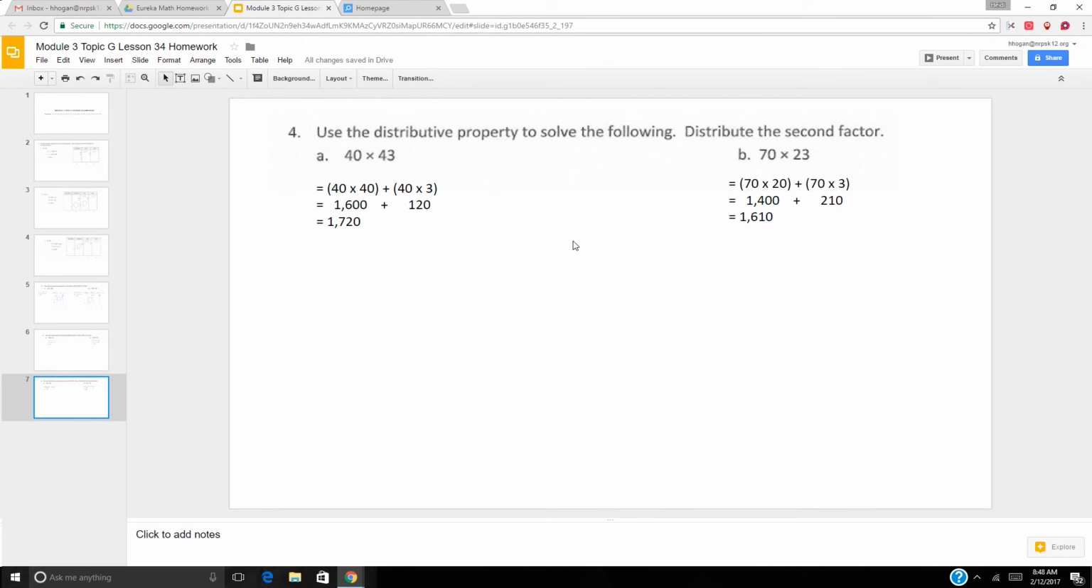So these are two different strategies for solving 2 times 2 multiplication using multiples of 10. So we're going to move on into our next lesson to find different strategies to multiply 2-digit times 2-digit numbers.